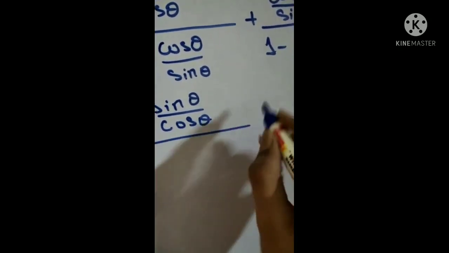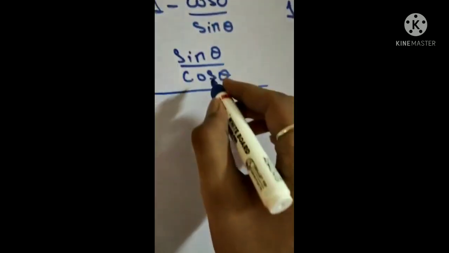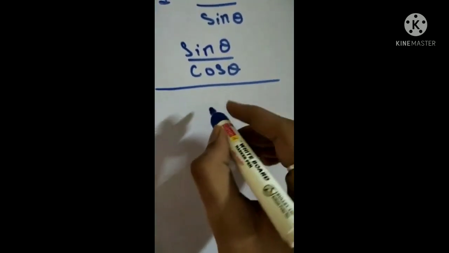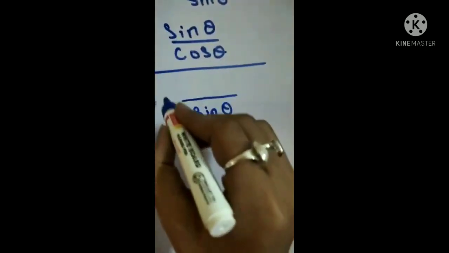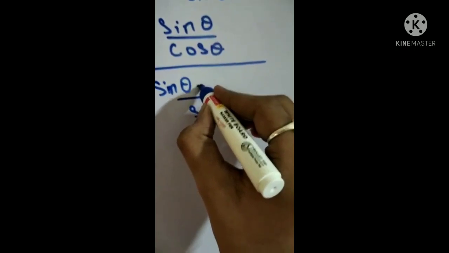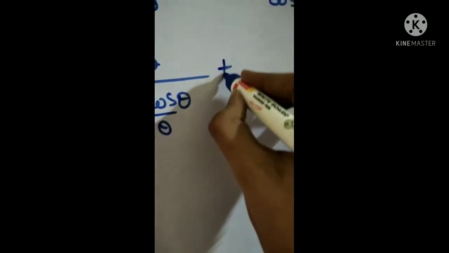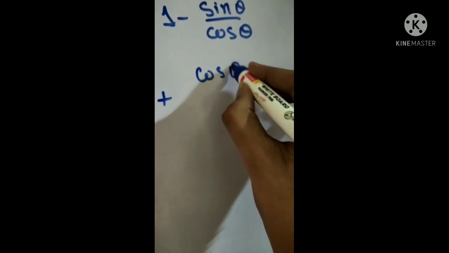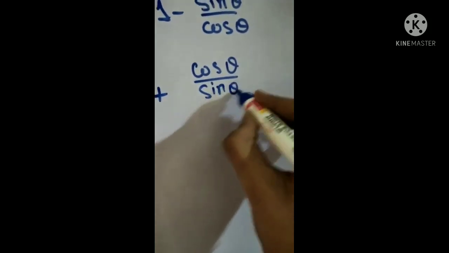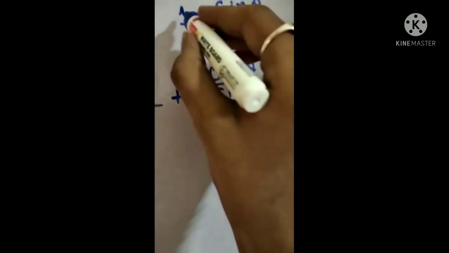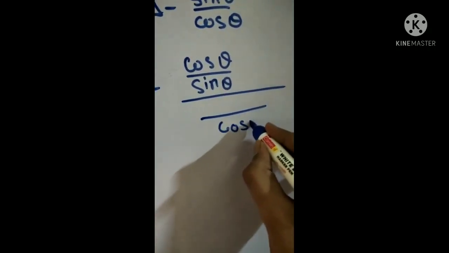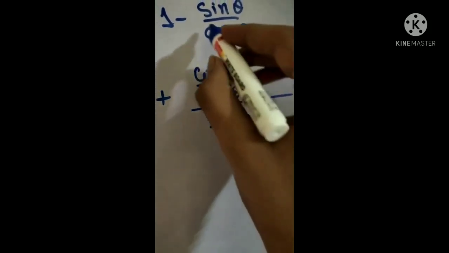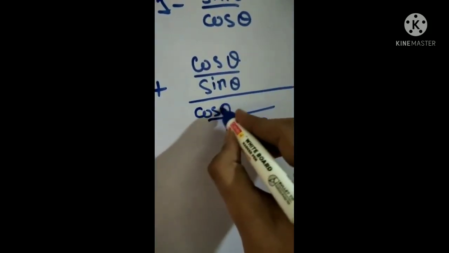Now, sin theta by cos theta, let it be the same. Let us solve the denominator. In the denominator we have 1 minus cos theta by sin theta. If we take sin theta as the LCM, then we will get sin theta minus cos theta over sin theta. Similarly here also the numerator part will be the same, that is cos theta by sin theta, divided by 1 minus sin theta by cos theta. So here we will get cos theta as the denominator, and here we will get cos theta minus sin theta.